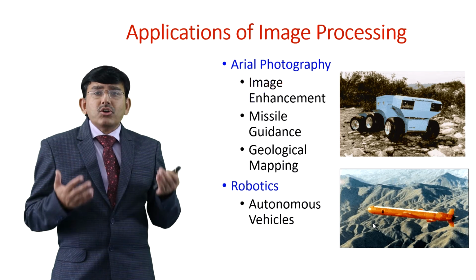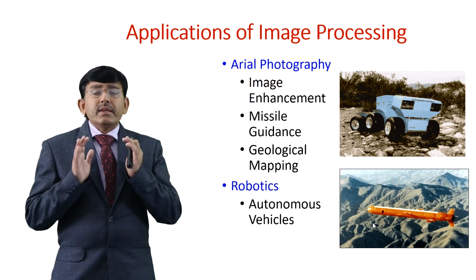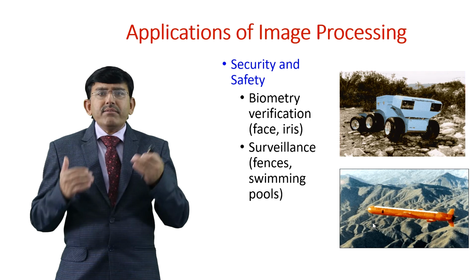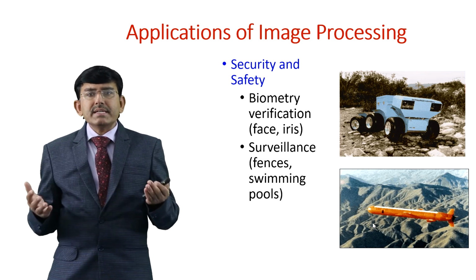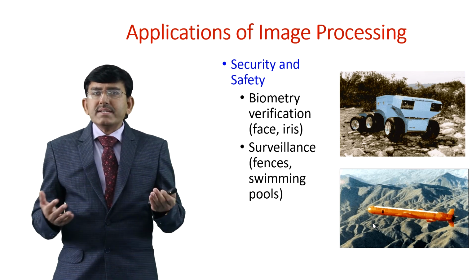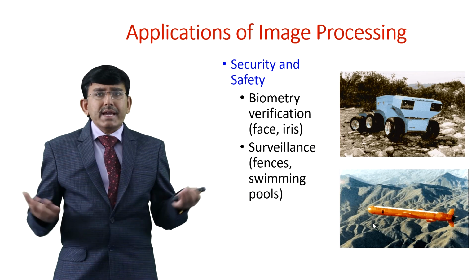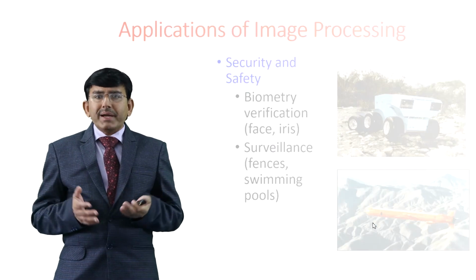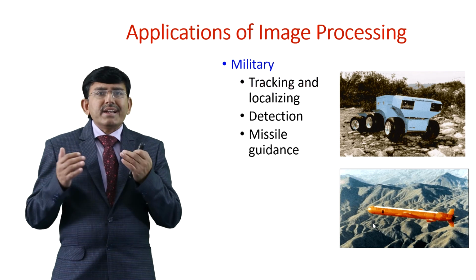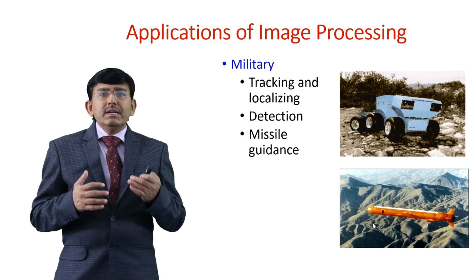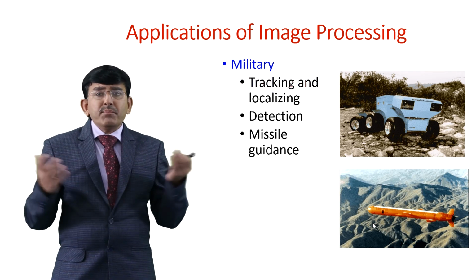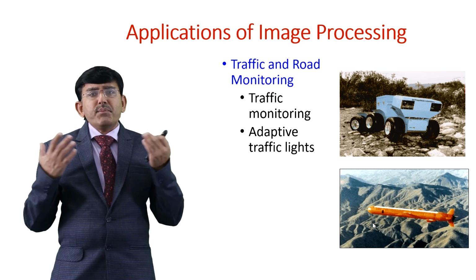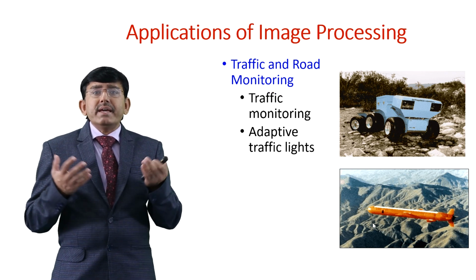In robotics, autonomous vehicle management systems can be implemented using OpenCV. In security and safety, there is biometric verification using face or iris, surveillance for defense, swimming pools and so on. In those areas, we can implement a good interface for the user in Python. For military areas, tracking and localizing, detection and missile guidance can be implemented. For traffic and road monitoring, adaptive traffic lights, etc. can be their subgroups.